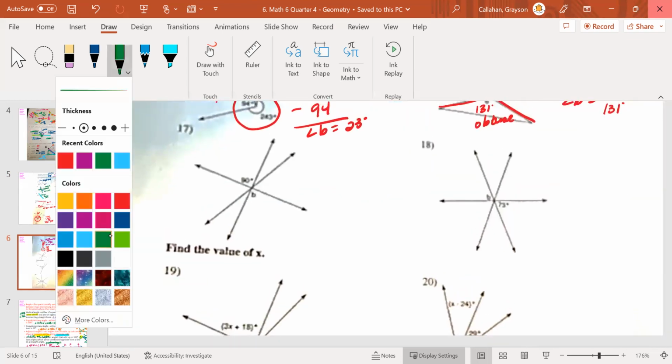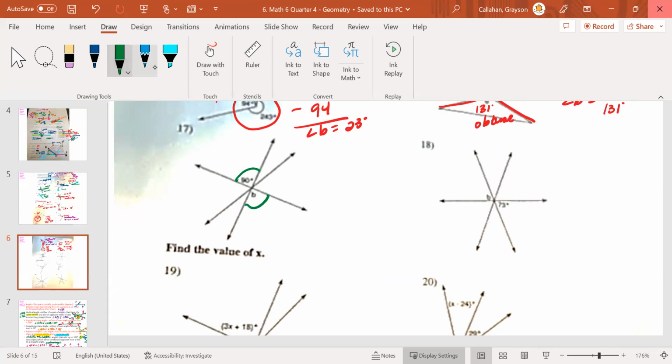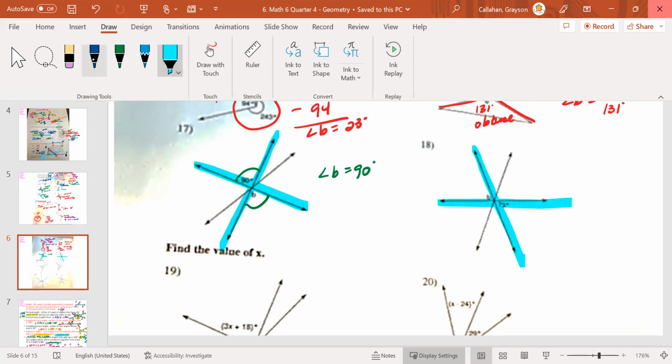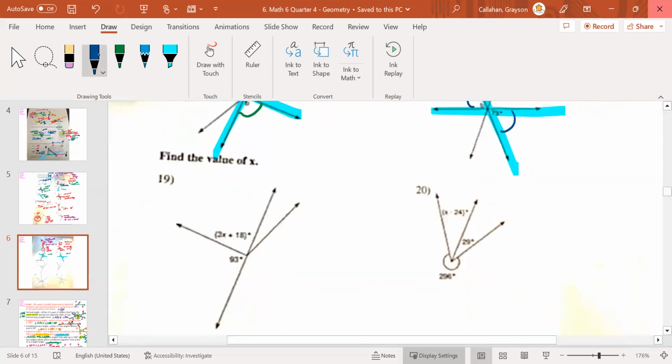All right, next one, number 17. This angle is vertical. And how do you know that? Do you see the X right here? So if this angle is 90, angle B is also equal to 90 because they're equal. Just like this one here, you see the X. These are also vertical angles. So this angle is equal to this angle. So angle B equals 73 degrees.